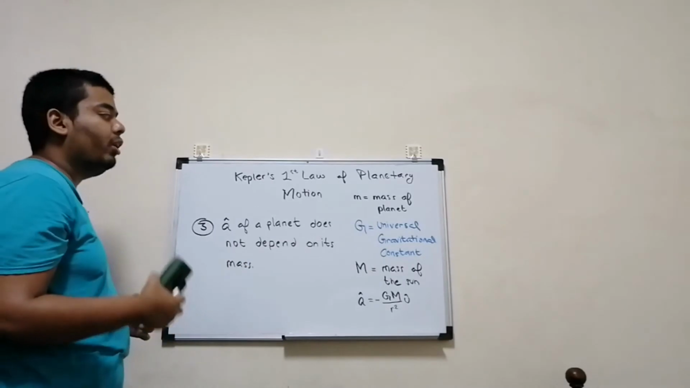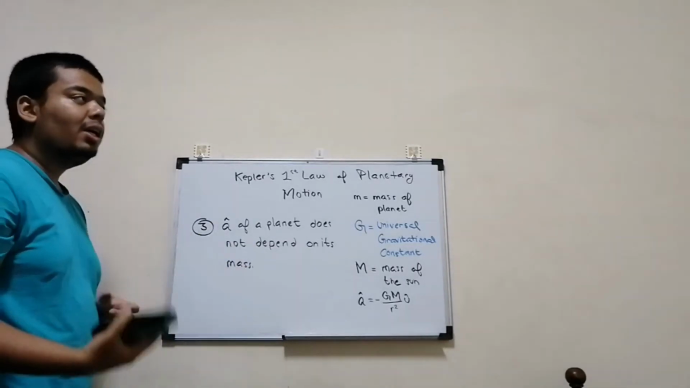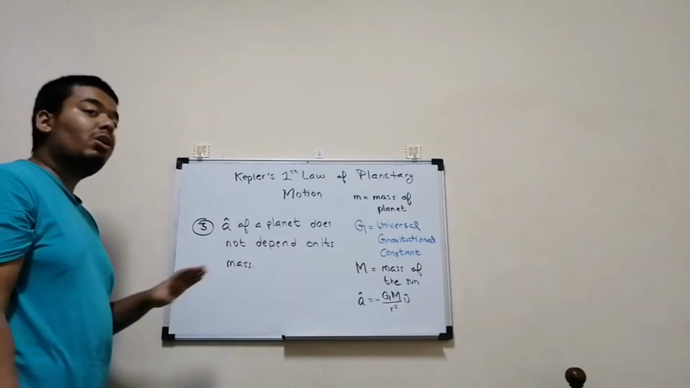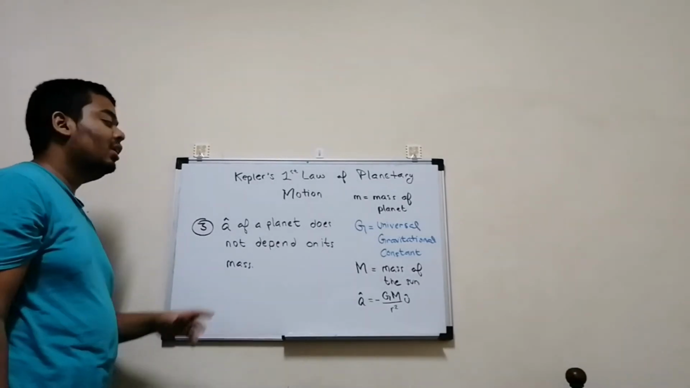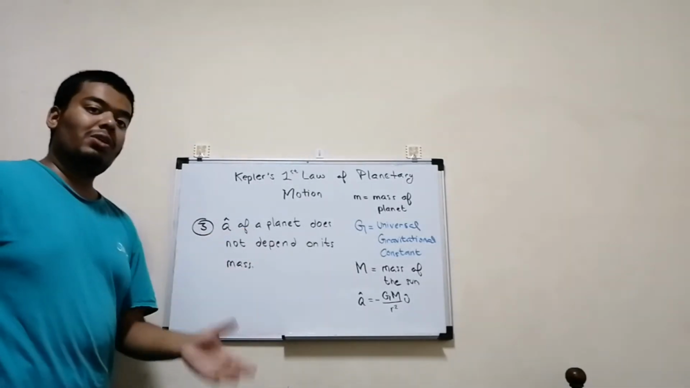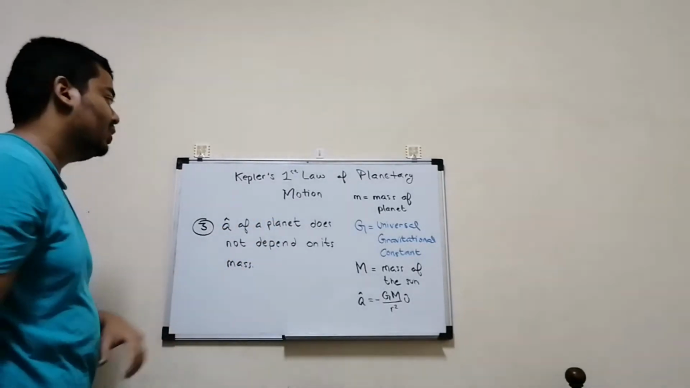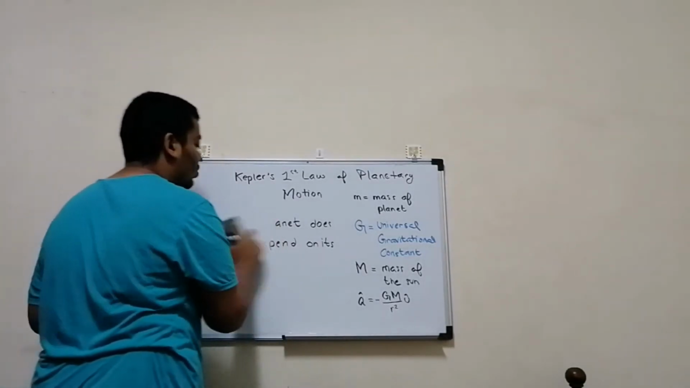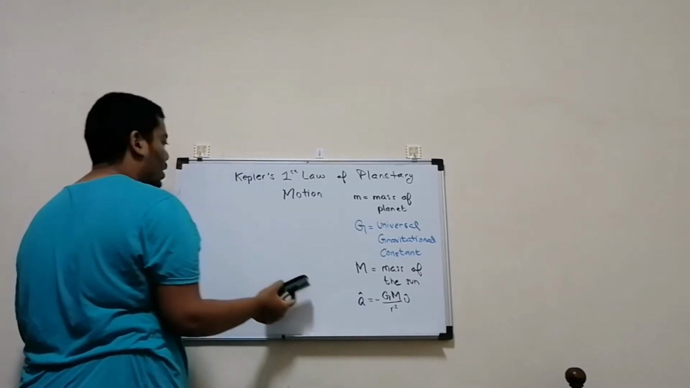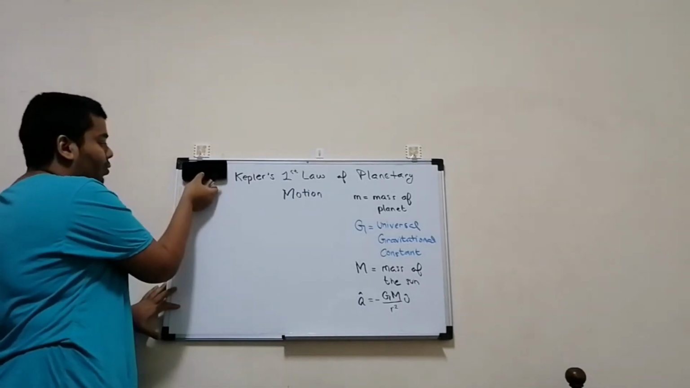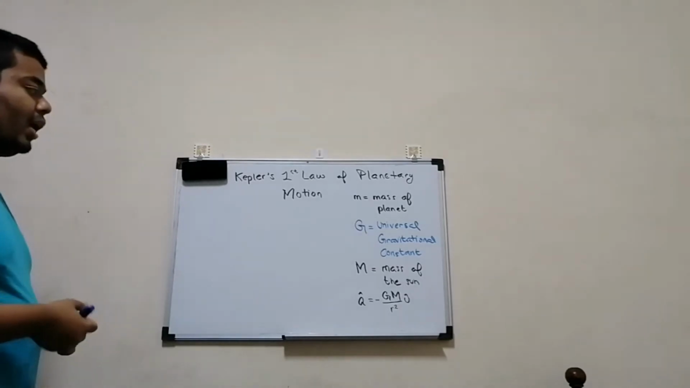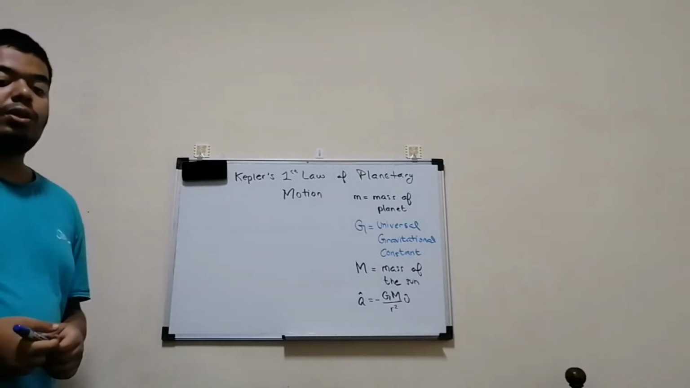So for example, if you have a satellite going around the planet, the acceleration of the satellite does not depend on the mass of the satellite. Same way as a planet is revolving around the sun, the acceleration of the planet does not depend on its mass. Okay. So we have 3 conclusions. I hope you guys have written them down. So we will go ahead and we will do some further calculations, okay?